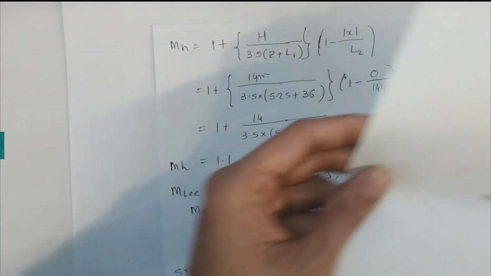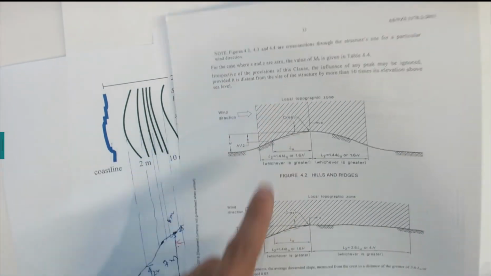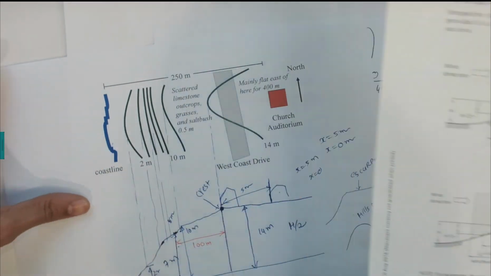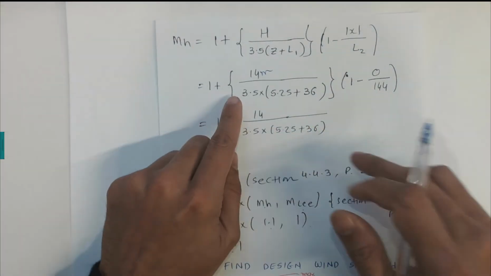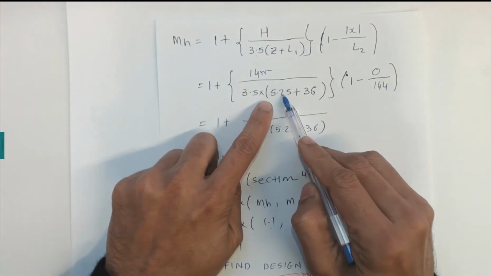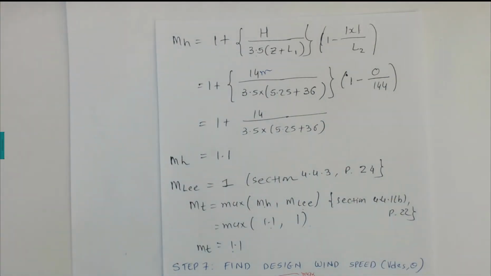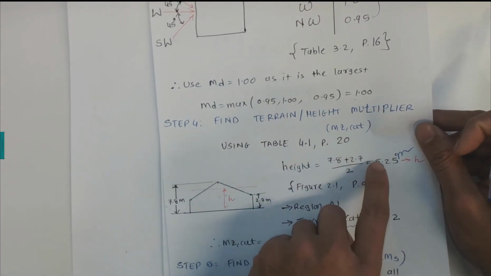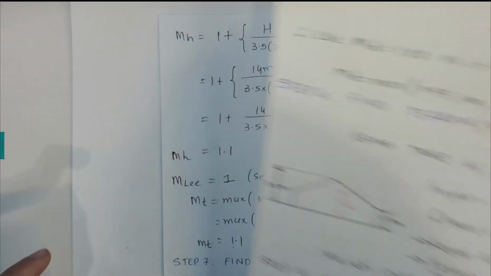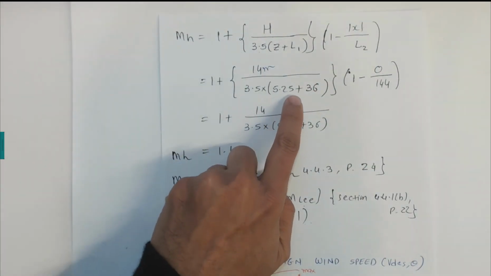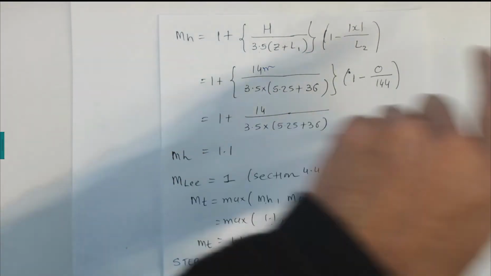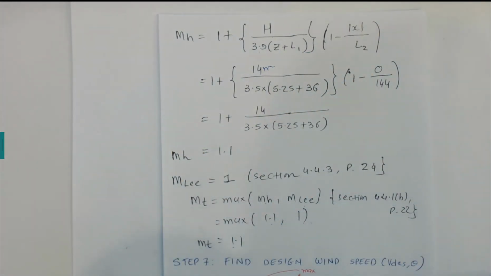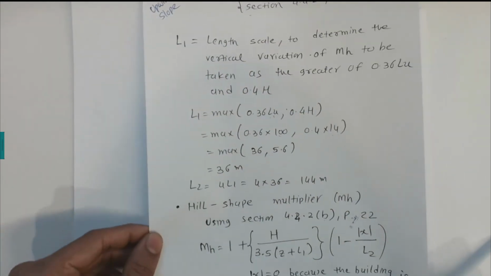with reference to the figure here, figure 4.3 on page number 23, we have these H notations. So that is H 14 meters, 3.5, and Z is 5.25 meters. I think we calculated it previously in our examples in the previous steps. We calculated the height of the building, 2.7 and 7.8, 5.25 meters. So Z equal to 5.25 meters. L1 we calculated in the previous steps as 36 meters.